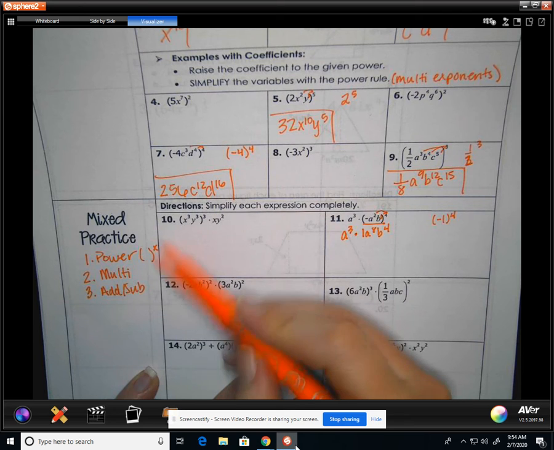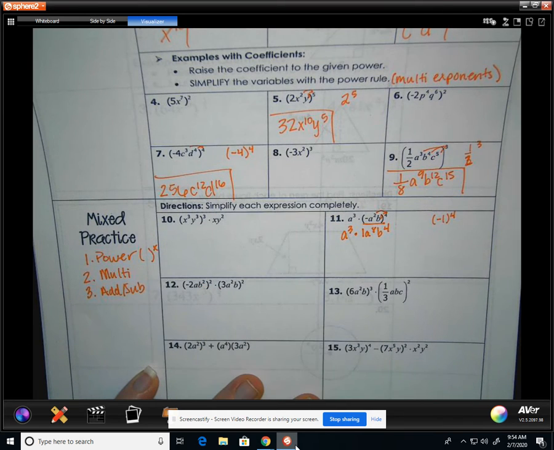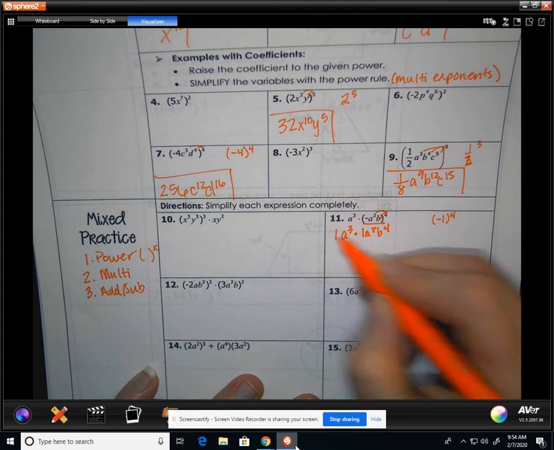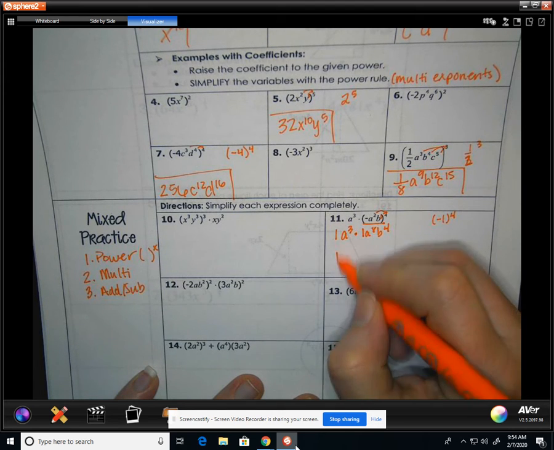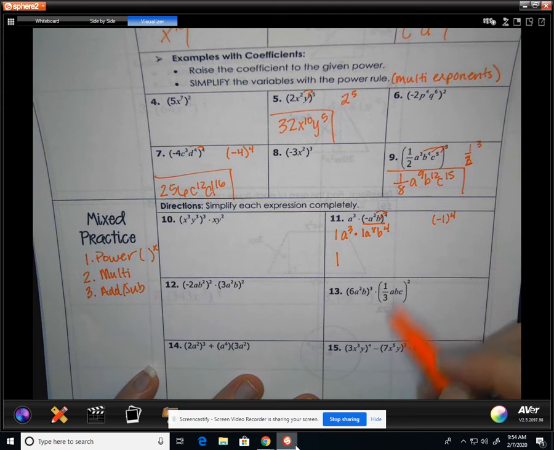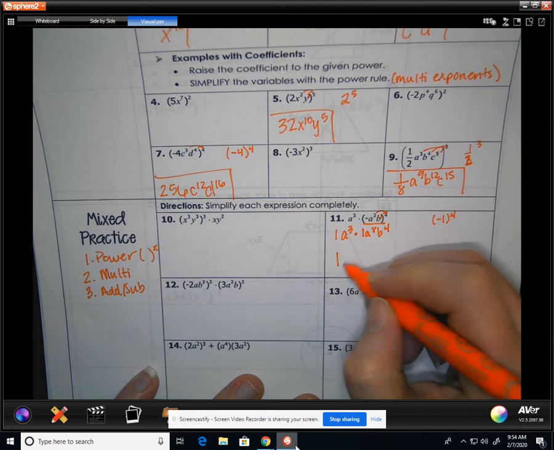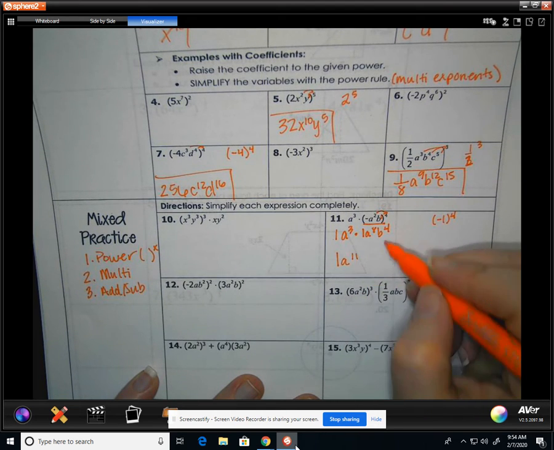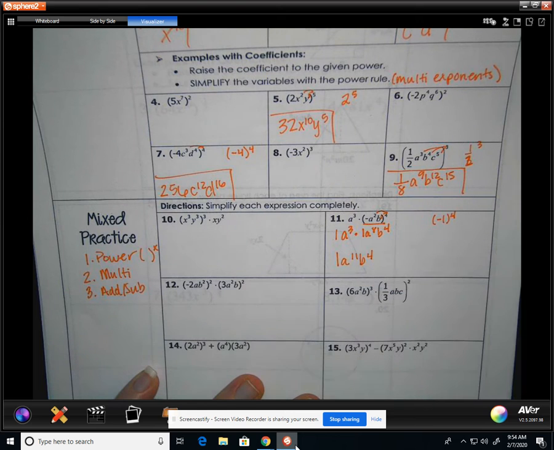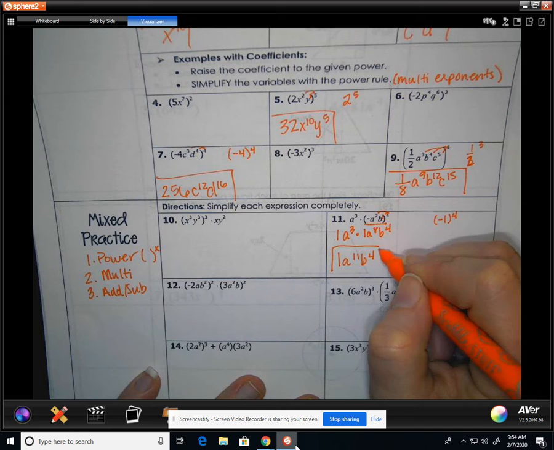Okay, I took care of the power, so now this is multiplication. When you are multiplying, you multiply coefficients. Well, this one also has a 1. So 1 times 1 is 1. And then you add your exponents. So 3 plus 8 gives me a to the 11th. And then I just have to keep that b to the 4th. Now, if you don't want to write the 1, you don't have to. But if you do, there's your answer.